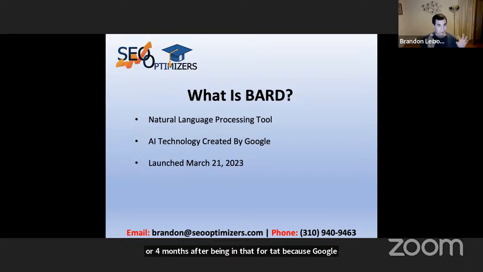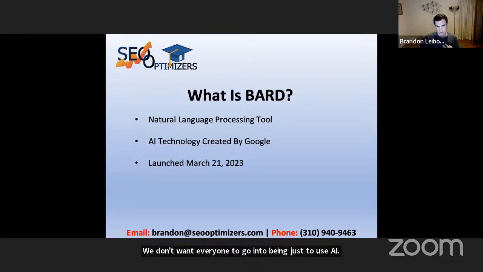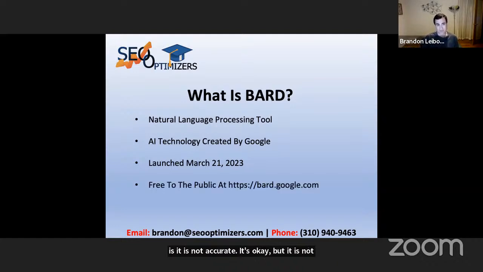We don't want everyone to go into Bing just to use AI. So we're going to launch our AI, which Google's been working on since 2013. They've been working on it for a long time, but they're just like, wait, if Bing released theirs, we have to release ours right now, even if it's not accurate, which is the biggest thing about AI: it is not accurate. It's okay, but it is not accurate. And you have to be careful with it, which I'll show you in a few minutes.